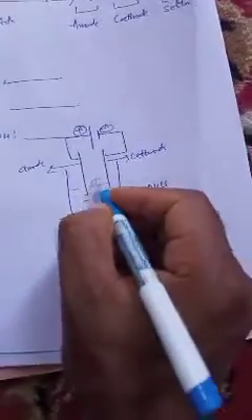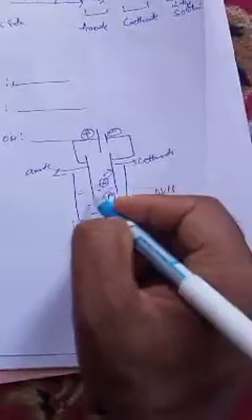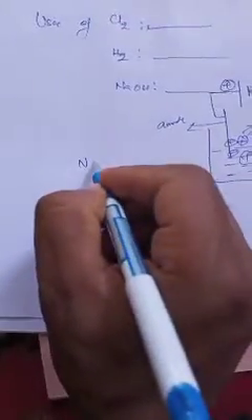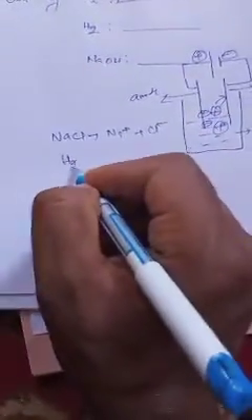Okay, when current is passed through it, you will see that the cations migrate towards the cathode, whereas the anions migrate towards the anode. And in aqueous NaCl, you will find that there are four types of ions: sodium chloride, which dissociates to give Na+ and Cl-, whereas water dissociates to form H+ and OH- ions.